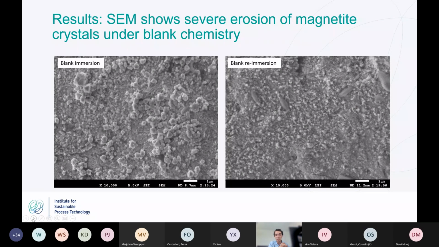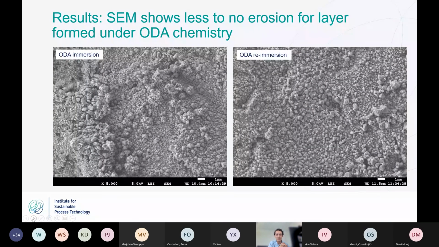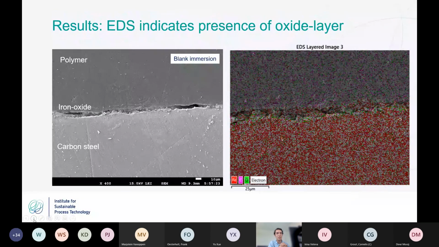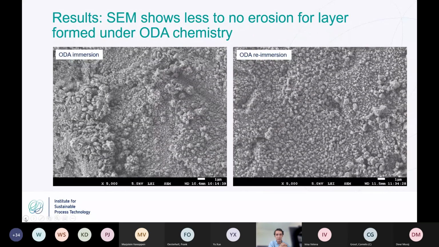For instance, in the next slide, click. Next slide, please. Maybe one slide back, Davey. Yeah, thanks. On the next slide, we can see the layer formed with ODA present, the immersion on the left. So we can again see some crystals forming. But with regard to the layer formed with the blank, after the re-immersion test with ODA, we can see that the crystals, the secondary layer, are holding up quite well. There are less or actually no signs of corrosion or erosion.